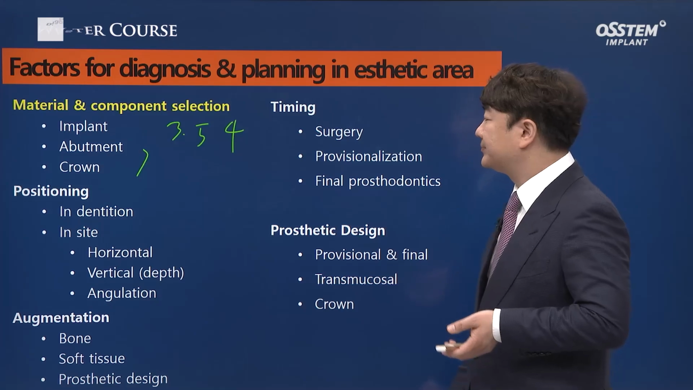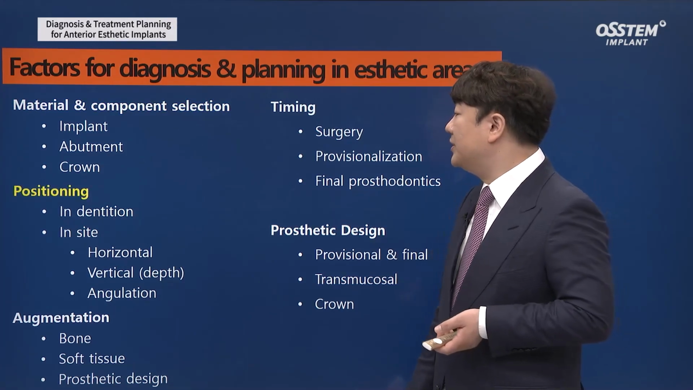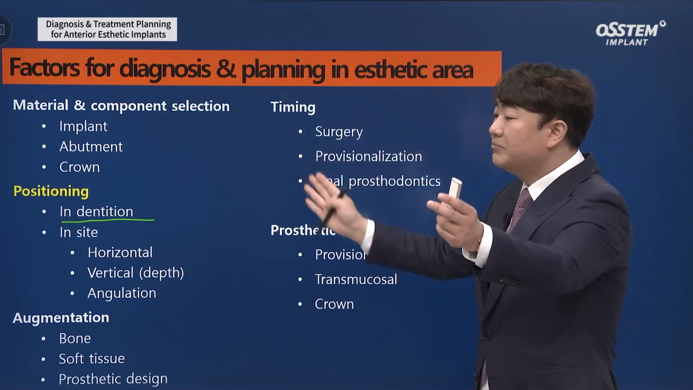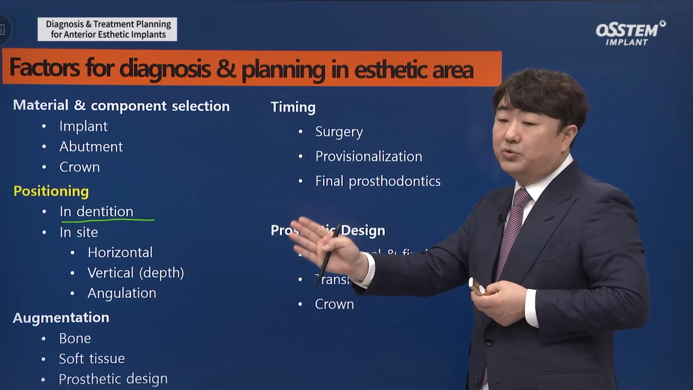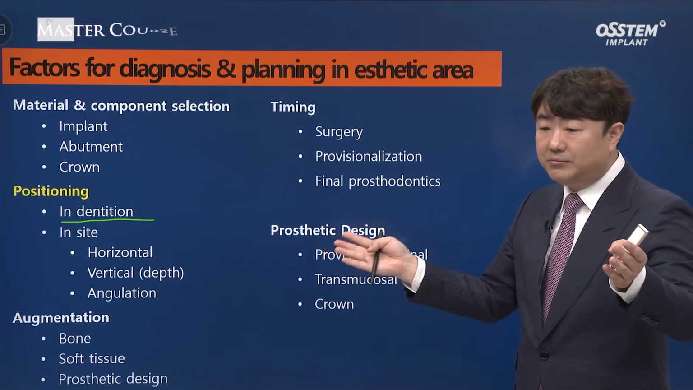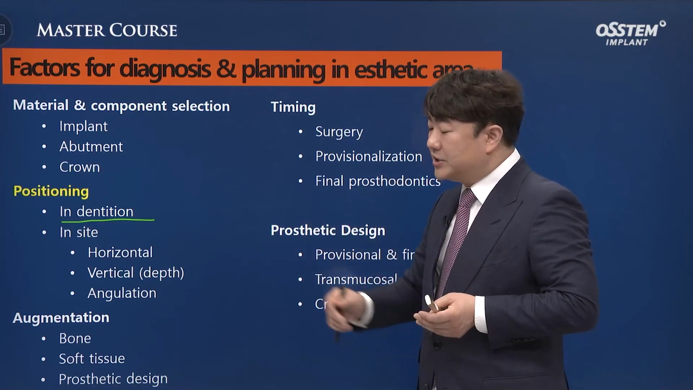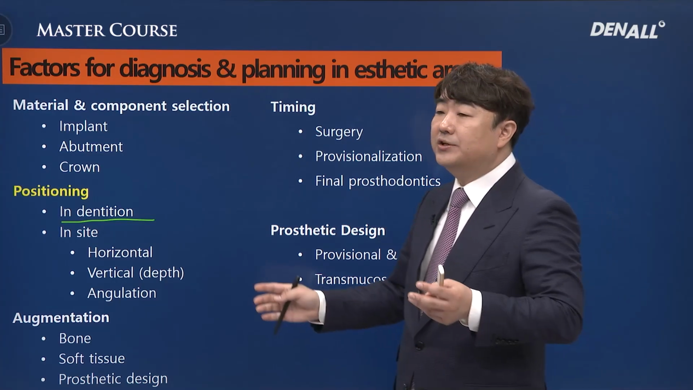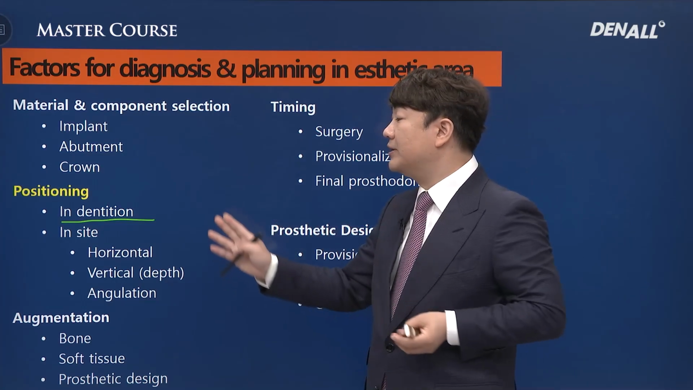Regarding positioning, when there are multiple missing teeth, you can use the conventional implant placement method to determine where to place implants and where to utilize pontics. However, if the distance between implants is too close, the papilla can disappear, so in those cases, you can utilize a cantilever as well.